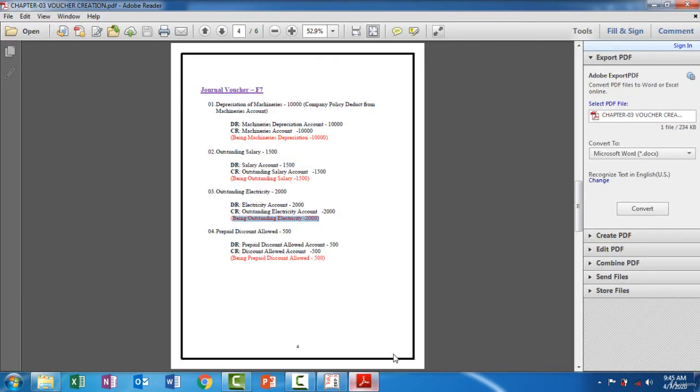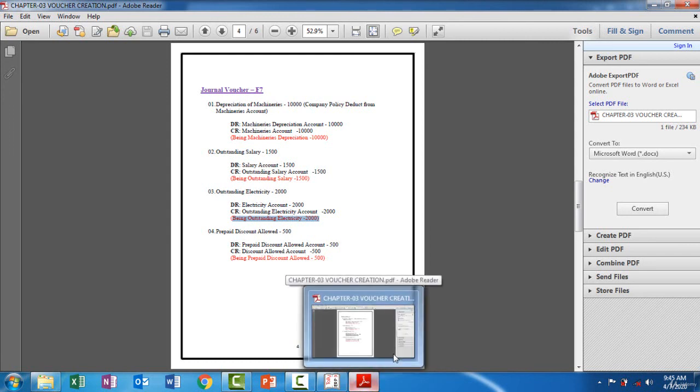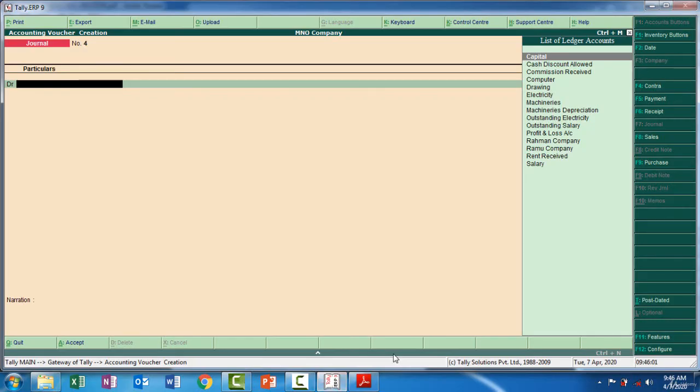So the next one, prepaid discount allowed 500. The prepaid discount is one of the assets. It's a current asset. We have given an advance for the expenses. So prepaid discount allowed account debit 500 and discount allowed account credit 500. So first we have to enter the debit. The debit is prepaid discount allowed account.